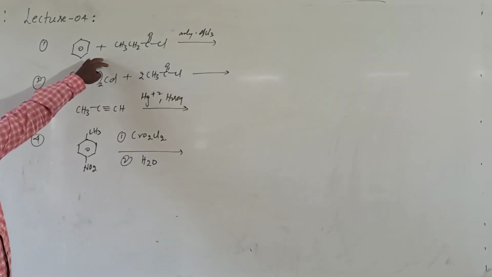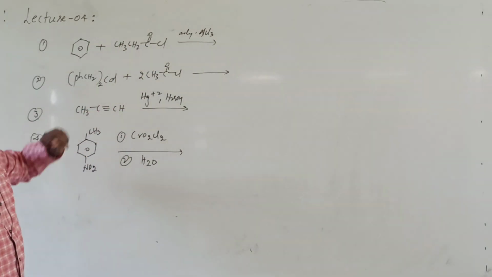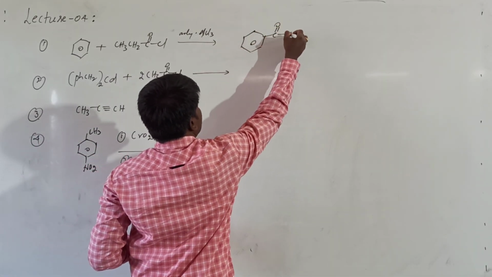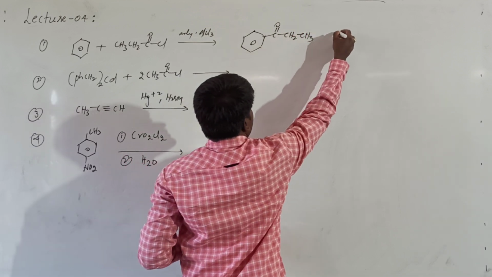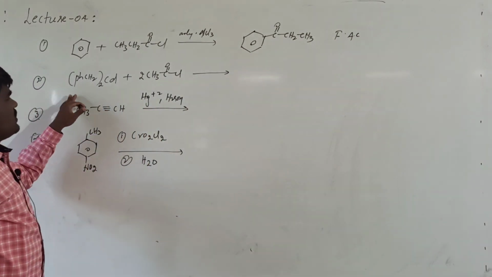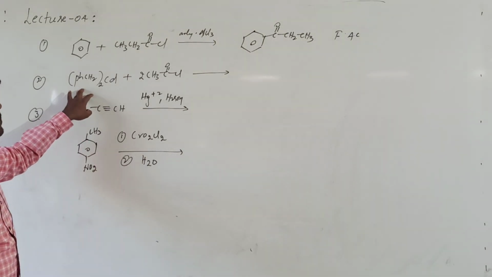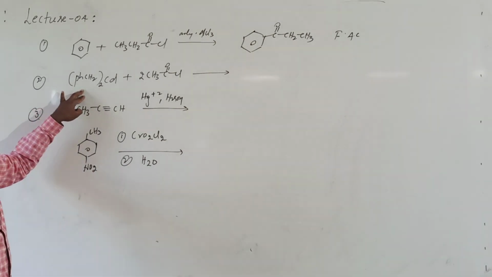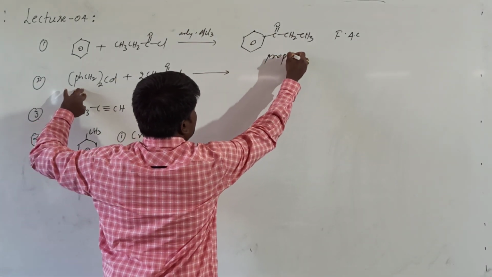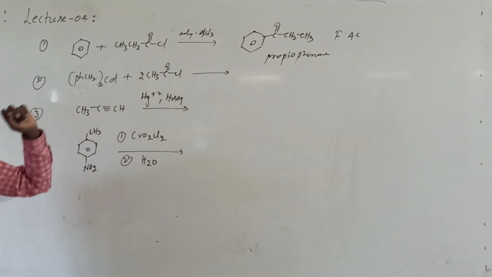Now let us see. This is actually what? Friedel-Crafts acylation we just have discussed. What you have to do is just remove this chlorine and attach to the benzene ring. Which reaction it is? Friedel-Crafts acylation it is. This is the preparation of ketones from acid chlorides. This is propionyl chloride. And what is the name of this product? This is called propiophenone.